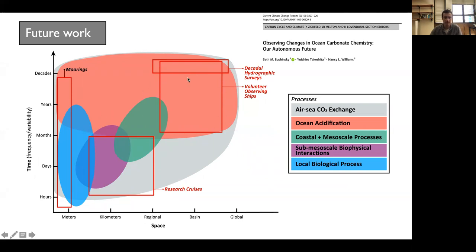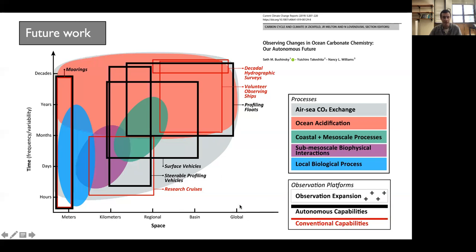And so, for example, decadal hydrographic surveys are really good at these large scales and sort of decadal time scale of change. And so looking at things like ocean acidification and air CO2 exchange, that's where we've gotten a lot of our information from. Those are less good if you want to look at smaller scale or higher frequency processes, like along the coast, or mesoscale processes, or sub-mesoscale or local biological processes.